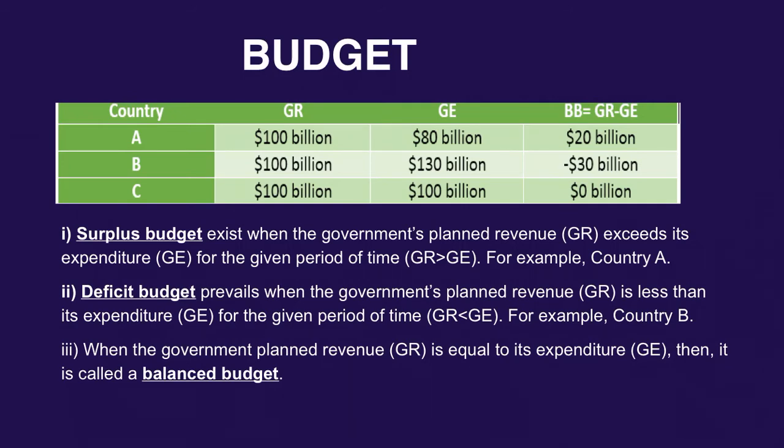In other words, we can also describe a surplus budget as when GR is more than GE. If GR is more than GE, you will get a positive value of BB, and therefore it is a surplus budget. For a deficit budget, GR is less than GE. When GR is less than GE, we get a negative value of BB, and we say it is a deficit budget. When GR is equal to GE, you get a zero value, and therefore it is a balanced budget.